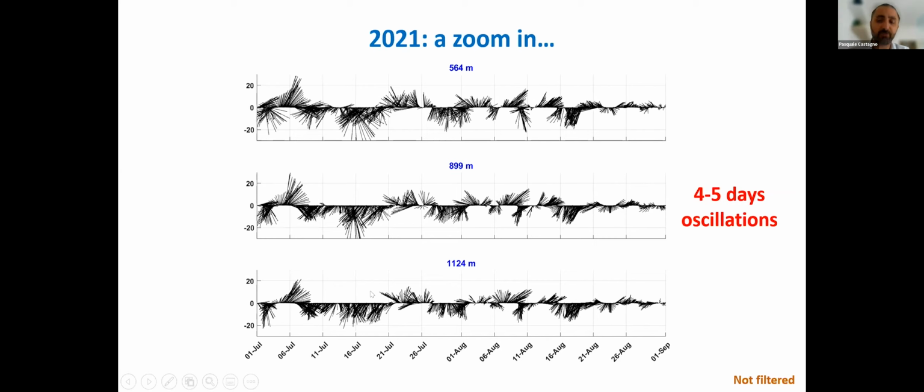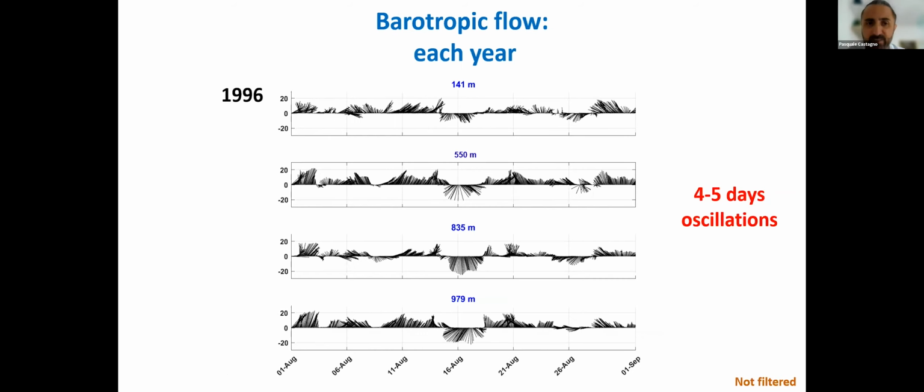But is the surface similar? Well, we went to check some years before 2002, and we looked at 1996, for example, but all other years are the same. You can observe some features are the same from the top, from 140 meters, down to 1000 meters. So, for example, on 16 July, that is this one, you can see this variability of the current that is the same throughout the water column. So we can say that this flow in Terra Nova Bay is barotropic.